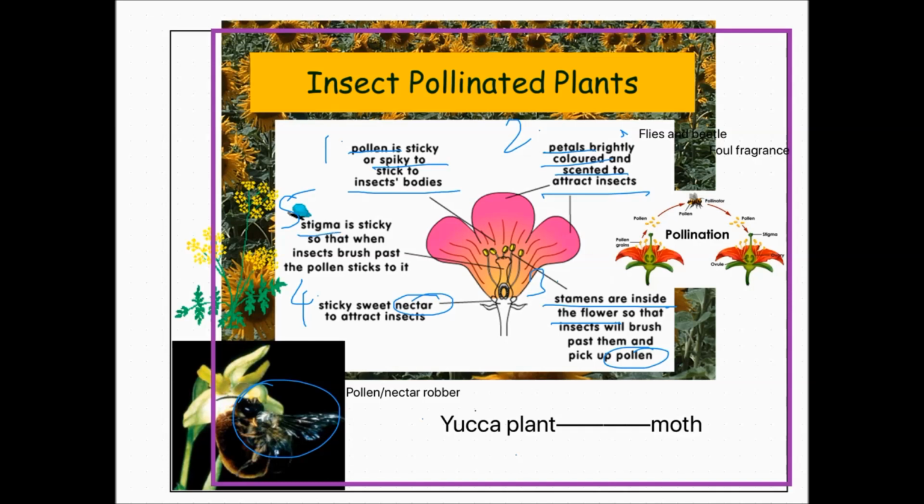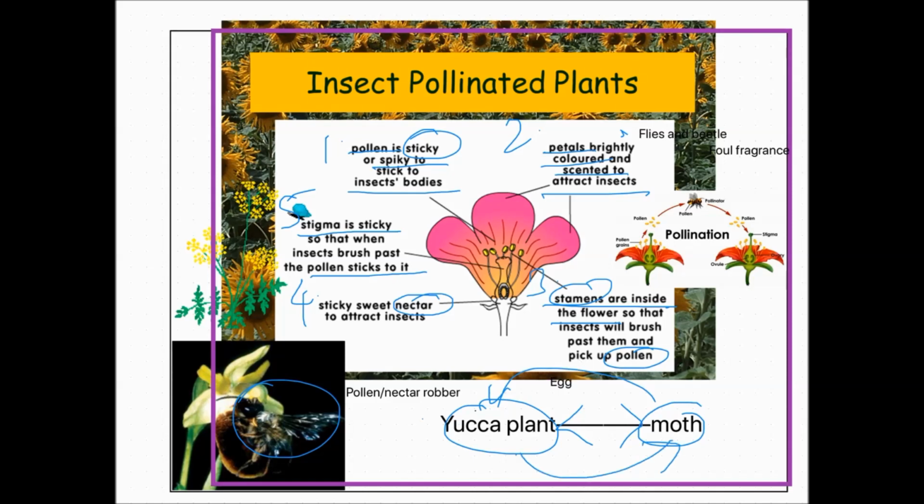How will stigma be? Stigma will also be sticky so that when pollen reaches it, the pollen can easily stick to it, isn't it? Here the relationship between two organisms, yucca plant and moth, there is mutualism or symbiotic relationship between these two, and they cannot complete their life cycle without each other. How? The moth deposits its egg in the locules of the ovary of the yucca plant flower.